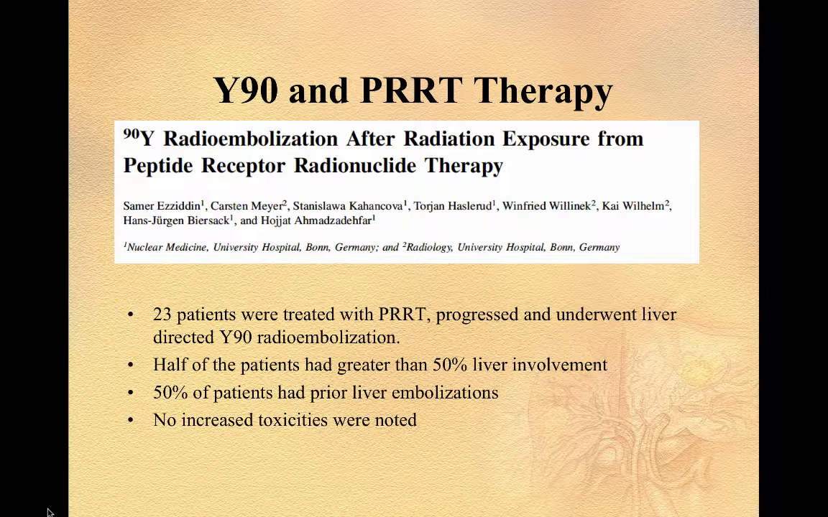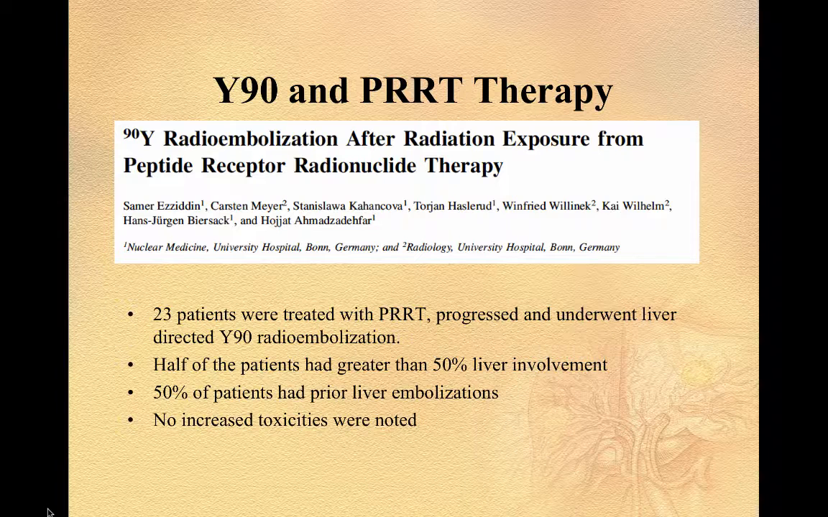1% or greater is accumulated within the liver itself. So we need to know how much dose can the liver tolerate before it fails. In Germany, these patients were treated with PRRT and then radioembolization, and they did well. So no increased adverse events from this combined therapy.